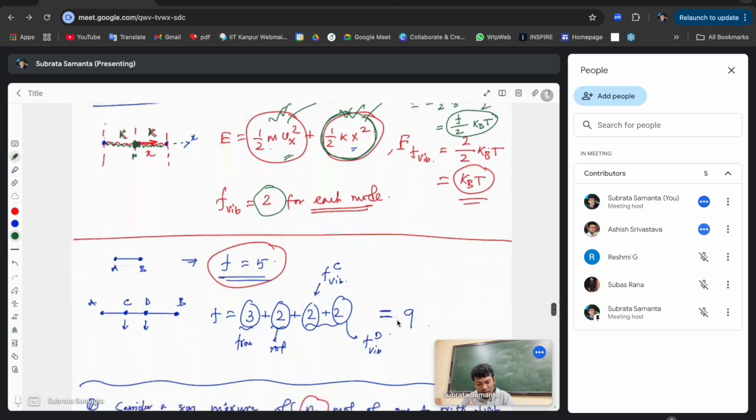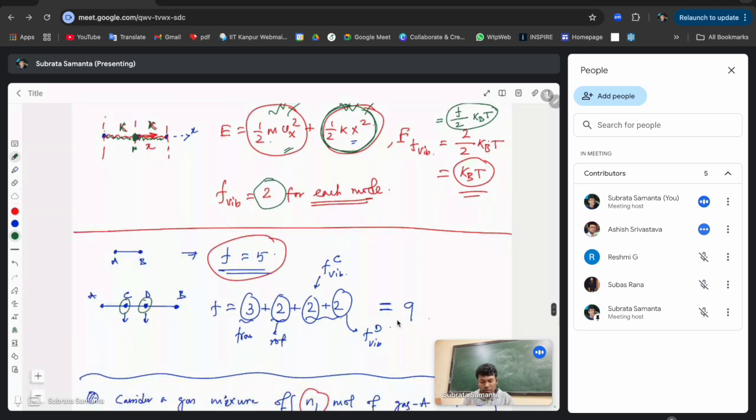Now in this case, how many modes are there? Vibrational modes: if we fix A and B, C can vibrate and D can vibrate. So for vibrational mode C there is a 2, and for vibrational mode D there is a 2. For each mode there are 2 degrees of freedom for the vibrational case, because for the vibrational case the potential part also comes into the picture.